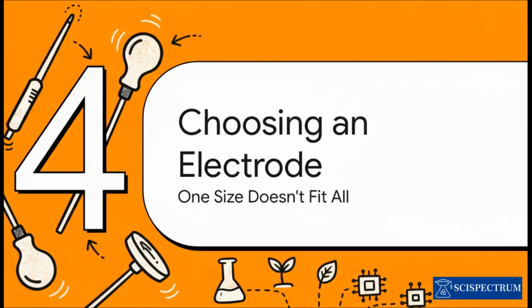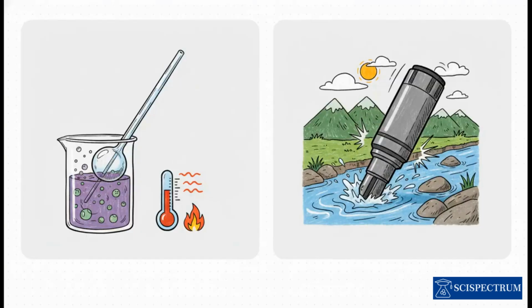But here's where it gets really interesting. Not all electrodes are created equal. One size definitely does not fit all, and the design choices matter a lot, depending on what you're doing. First up, you have to choose the body material. If you're in a pristine lab working with some harsh chemicals or high heat, you're going to want a glass body. No question. But if you're taking measurements in a river or a busy classroom, well, a durable plastic body that won't shatter if you drop it is obviously the much smarter choice.